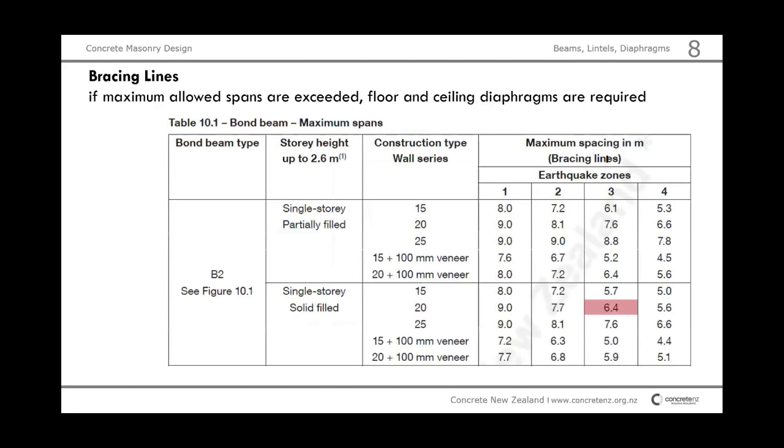And this table shows the maximum distance of your bond beam walls when you want to use them for bracing, or if it's a bracing line. Let's say in Wellington, where I am now, using the 200 blocks, then the maximum distance would be only 6 meter 40. You may remember that our building spans already 7 meter 80. So there are options then.